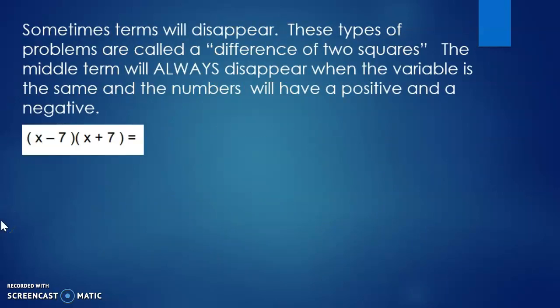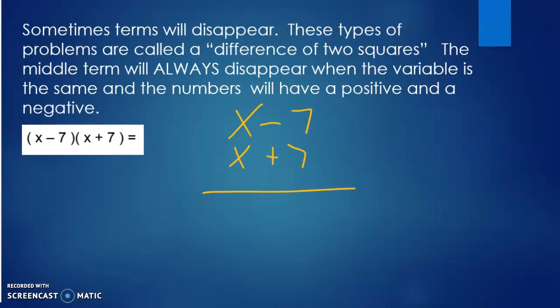Sometimes terms will disappear. These types of problems are called a difference of two squares. The middle term will always disappear when the variable is the same and the numbers will have a positive and a negative. Notice it's x minus 7 and x plus 7. So I'm going to write it just like I have been. X minus 7, x plus 7. It actually doesn't matter which one goes on top.